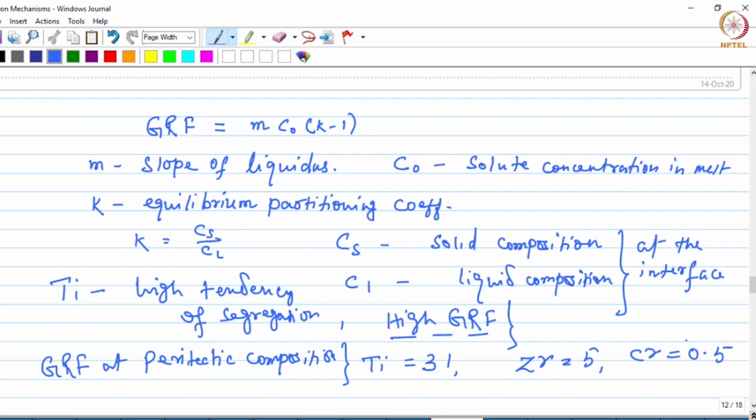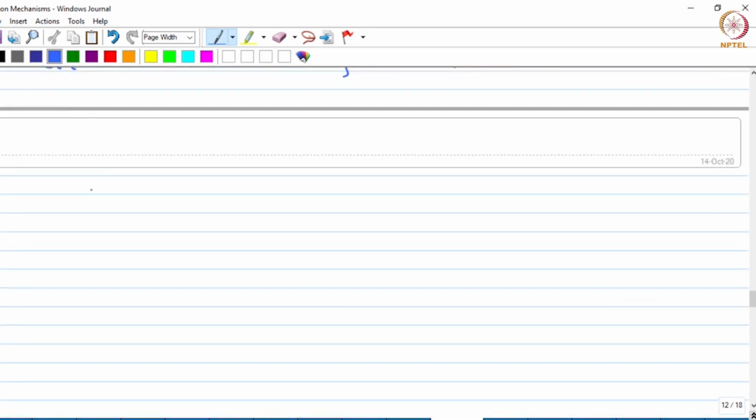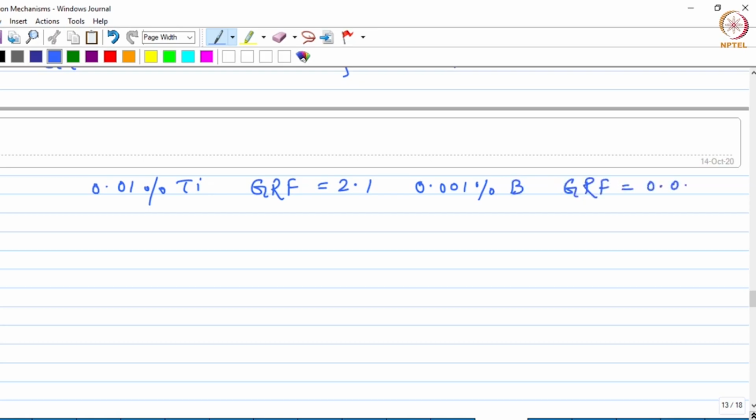And at some other compositions, particularly the concentration in which titanium is generally added for grain refinement, that is in this range, 0.01% titanium, the GRF for titanium is around 2.1. Whereas for a boron concentration of 0.001%, GRF is 0.02. Right, so you can see again titanium always gives rise to a high GRF and therefore it is a very effective grain refiner.